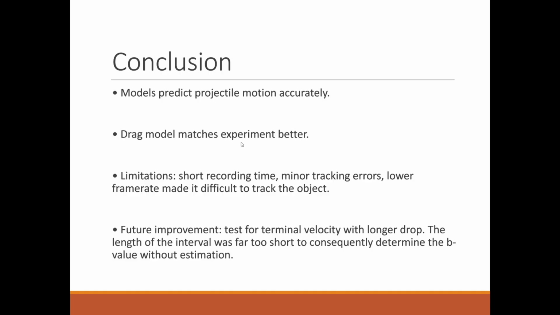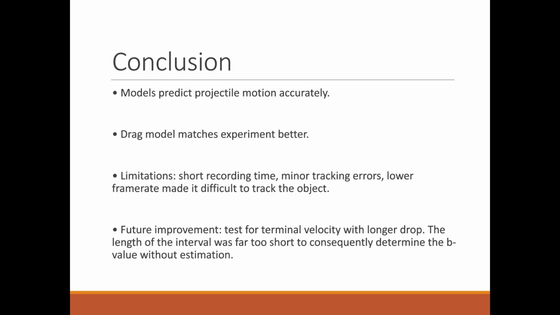And then to conclude, the models predicted projectile motion well, with the drag model giving a closer match to the experiment. However, considering the relatively low coefficient of drag, or 0.06, the small drag effect the density of the atmosphere did have on the object almost halved potential trajectory distance. Limitations also included the short recording time, small tracking errors, and the relatively low frame rate, which made it difficult to precisely follow the hacky sack.